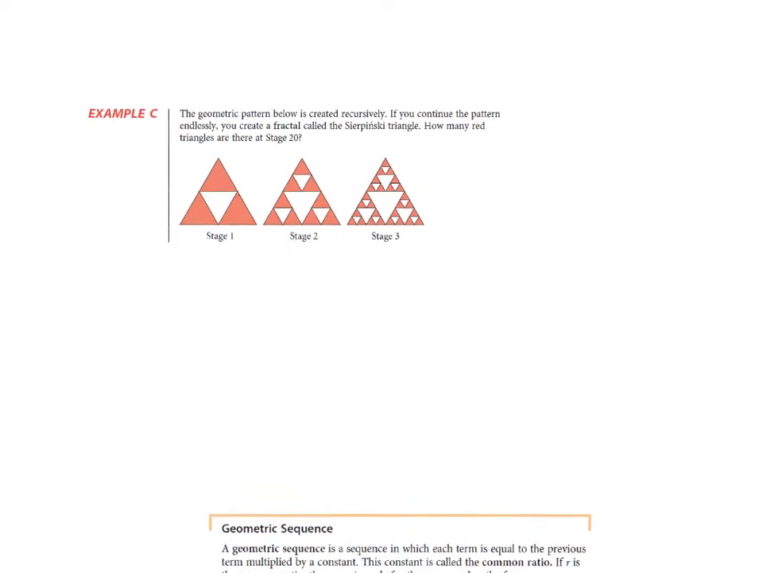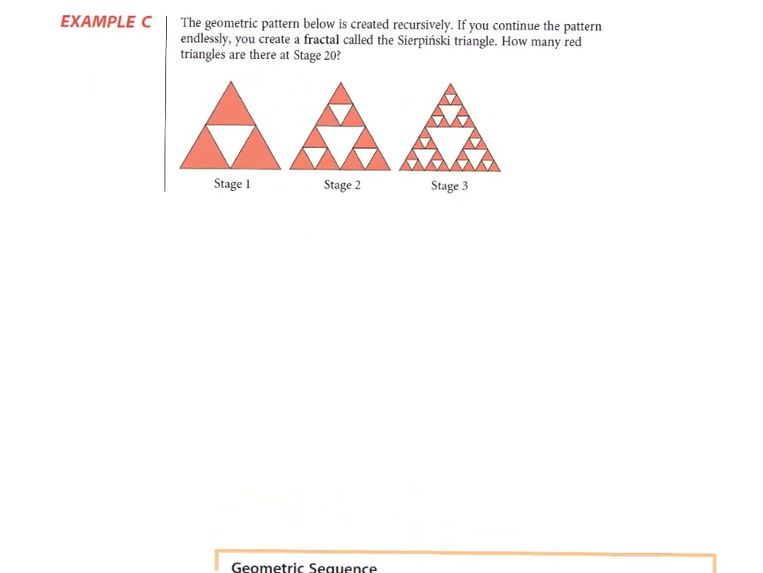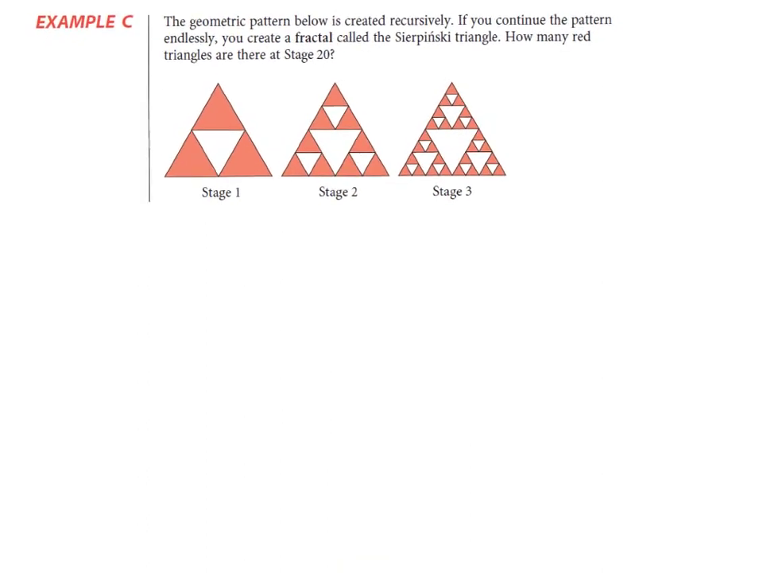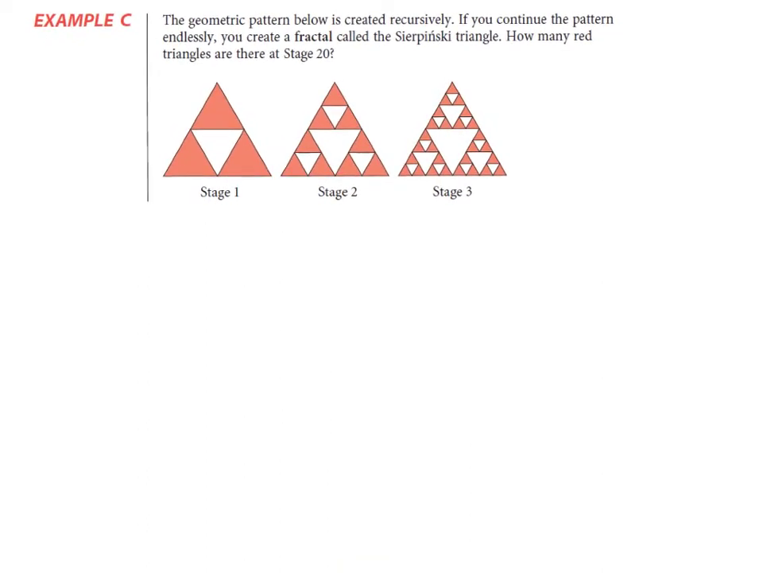Now, example 3, we're looking at a geometric pattern that is created recursively. Okay? So example C, we are creating a triangle with triangles within it. And this is called creating a fractal, and it is the Sierpinski triangle. So we are going to use the first 3 stages to help us figure out how many triangles there are in the 20th stage. Okay?